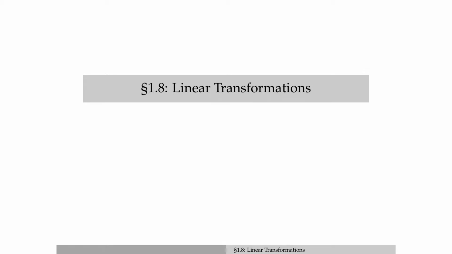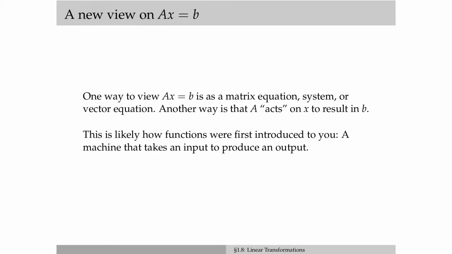Linear transformations. Alright, one way to view AX equals B, our normal linear system, is that it's a matrix equation, it's a system, or it's a vector equation. All these things mean the same thing to me. But let me add yet another way to think about this.